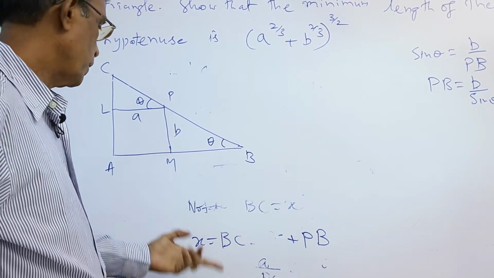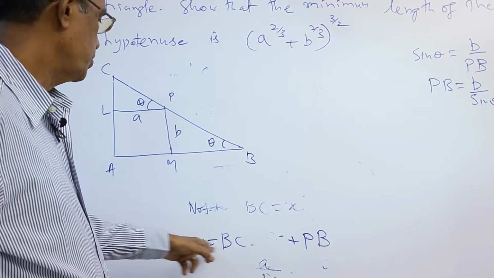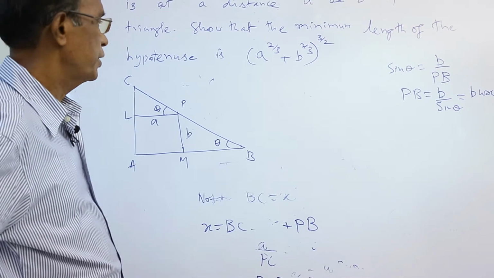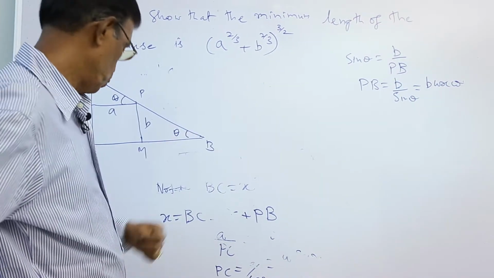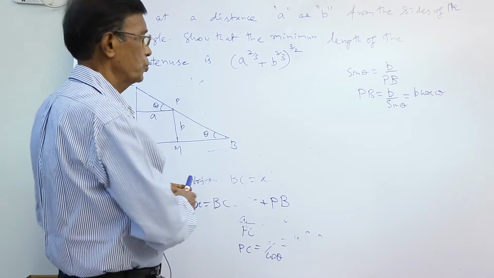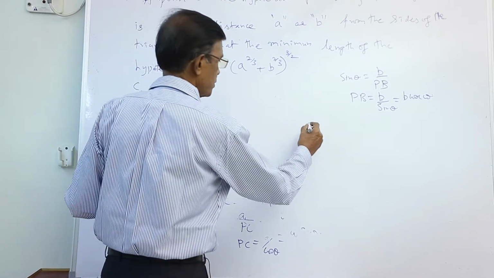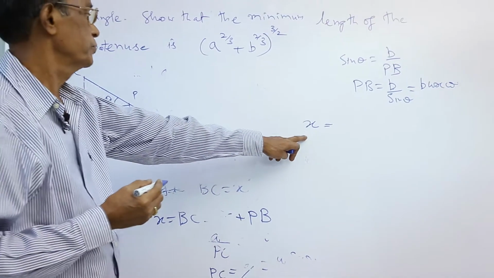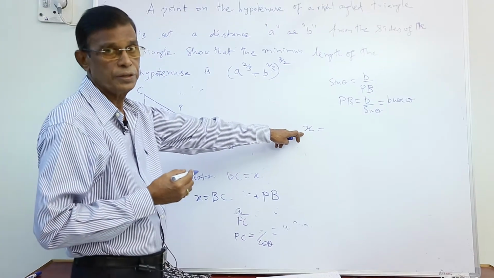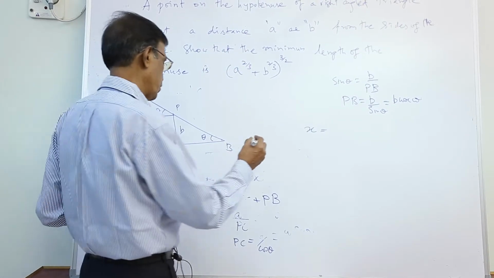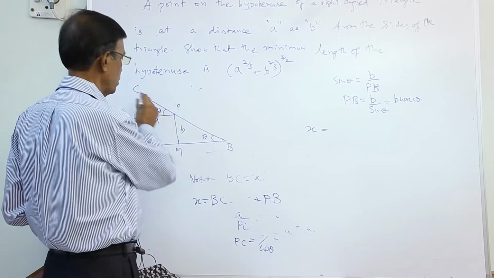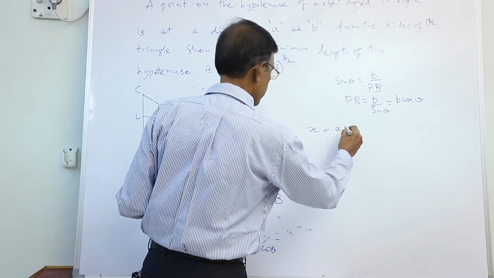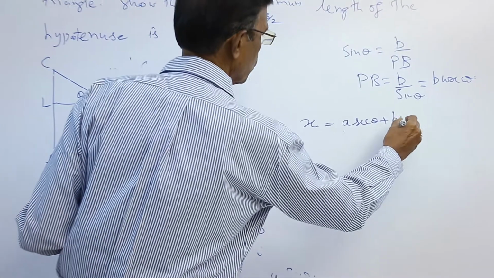Now we have calculated PC, where x is equal to BC. PC is A secant theta and PB is B cosecant theta. So your x has come, and that is the one which is to be calculated; it should be minimum. This is the length of the hypotenuse, which is equal to PC plus PB, that is, A secant theta plus B cosecant theta.